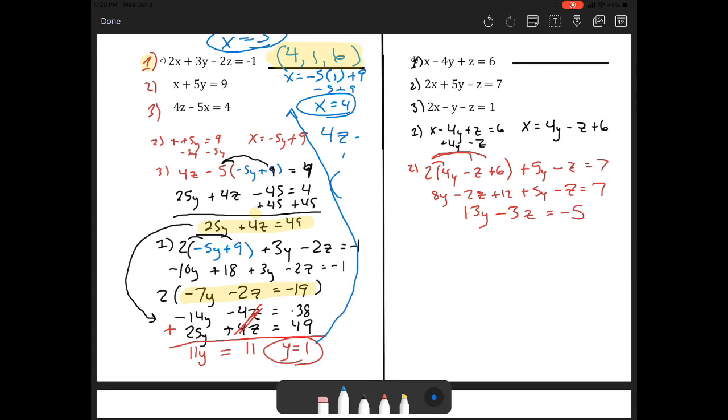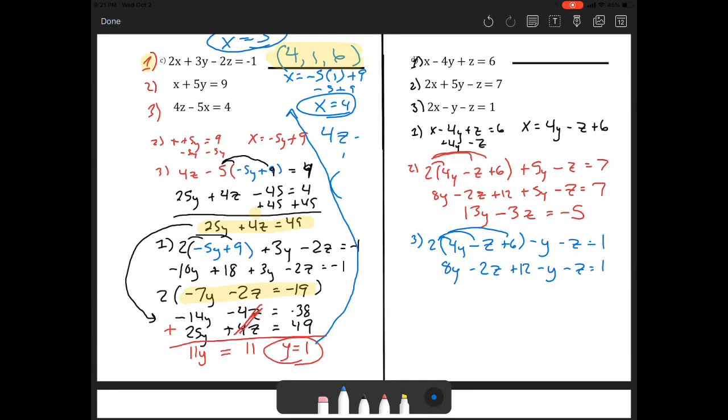So I'm going to do the same thing with our third equation. So I've got my third. It's going to be 2 times x. I'm going to plug in that 4y minus z plus 6 again. Then it's going to be minus y minus z equals 1. So I'm going to distribute that 2 in. So I should get 8y minus 2z plus 12. So look how similar that looks. Minus y minus z equals 1.